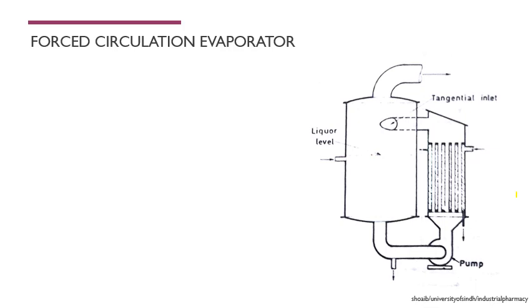Now this is the diagrammatic representation of the forced circulation evaporators. This is the first container in which our liquor is present in the tubes. The tubes without the cross lines contain the liquor, and the tubes with the cross lines are the steam jacketed tubes which are used for heating the liquor.